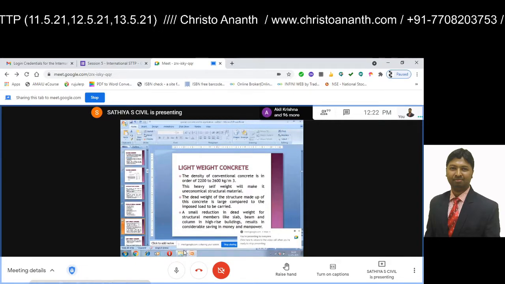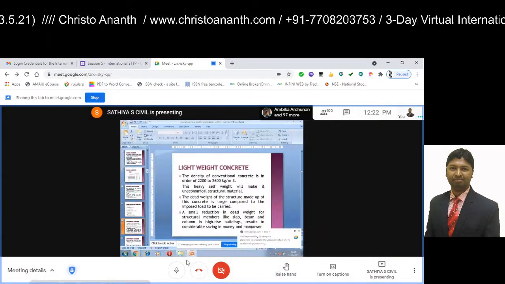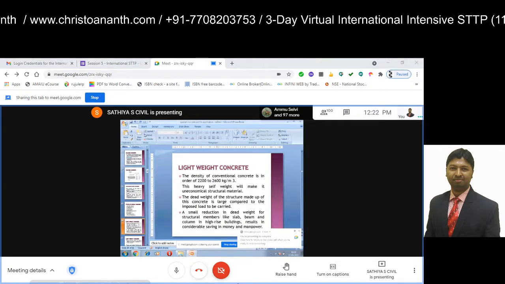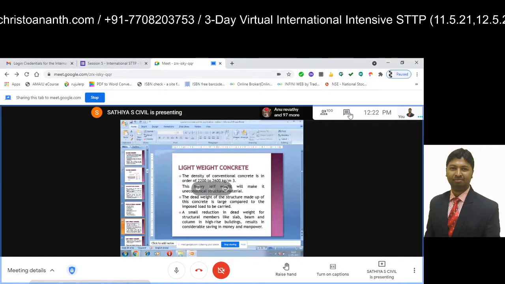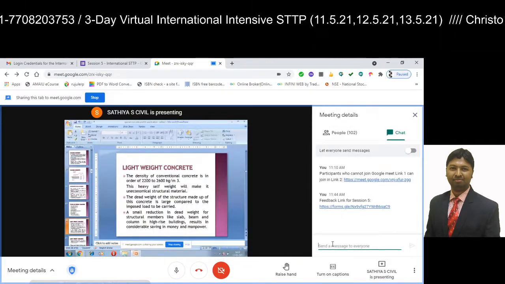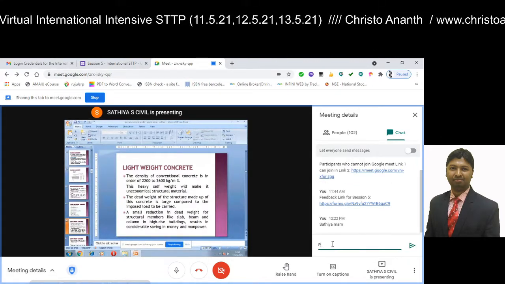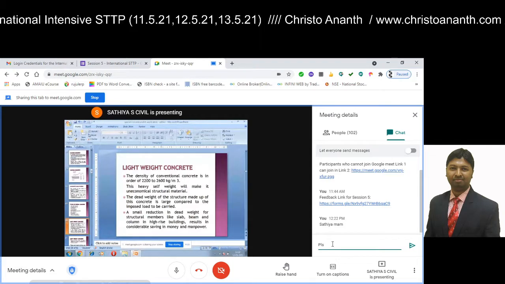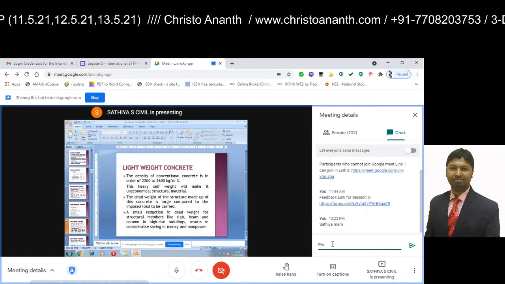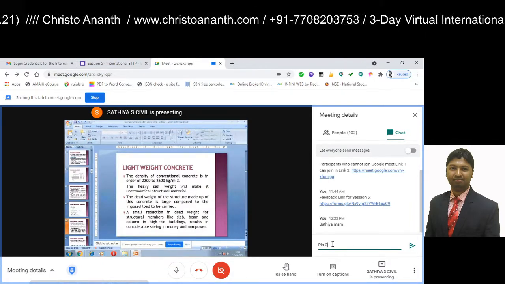The density of conventional concrete is in the order of 2,200 to 2,600 kg per meter cube. This heavy self-weight will make it an uneconomical structural material. The dead weight of the structure made up of this concrete is large compared to the imposed load to be carried. A small reduction in dead weight for structural members like slab, beam, and column in high-rise buildings results in considerable saving in money and manpower.